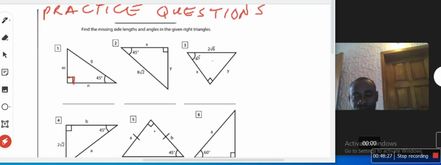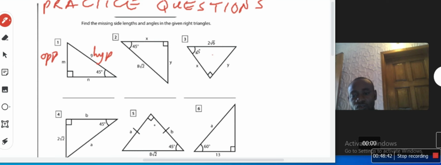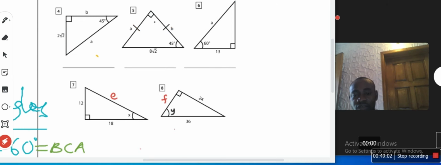Is it not opposite? So m is opposite. Where is the hypotenuse, by the way? This one, 9 is the hypotenuse. M is opposite, so to find m, we should use sine. That's the way we do all of this. If you see this mark, it means these two sides are equal in value. So that's basically it.